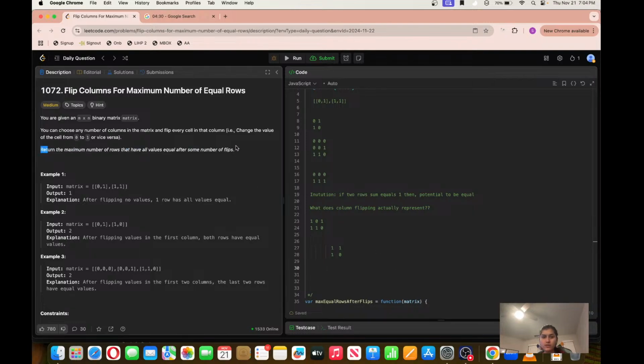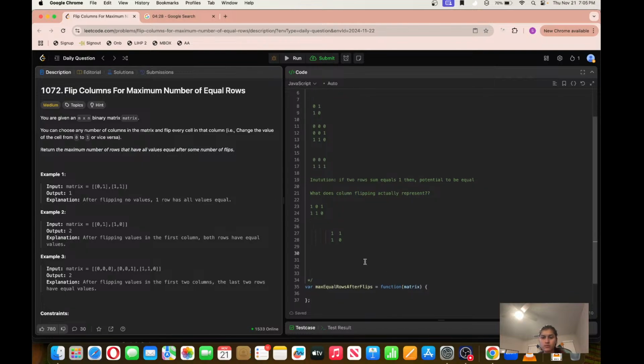How will I know the maximum number of rows? Suppose this is 1 1 0, and suppose this is 0 1 1, then what would happen? How will I know the maximum number of rows that will be equal, that have all values equal?